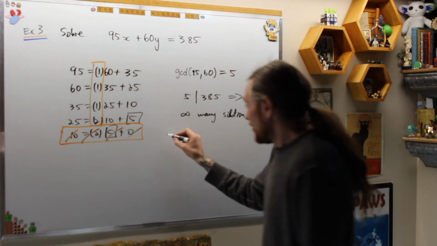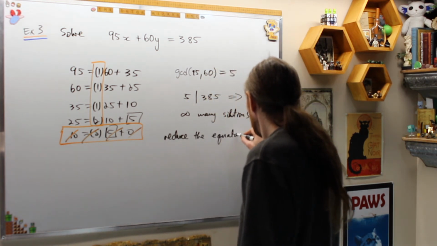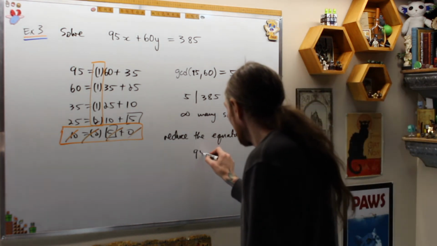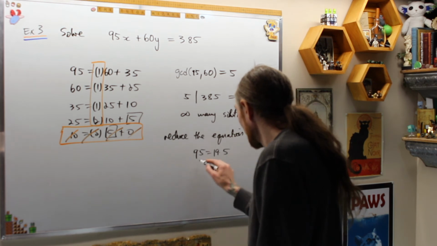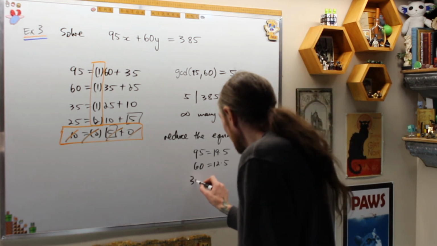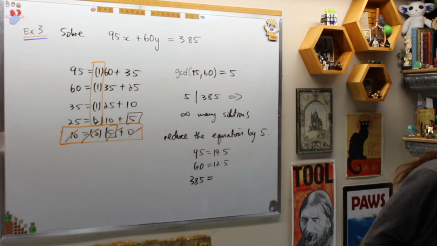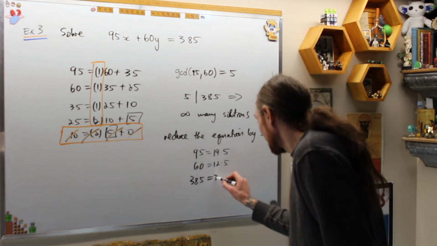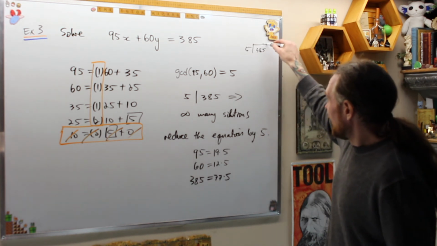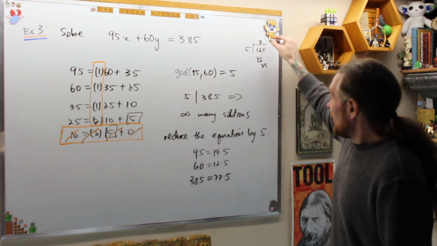Now what do I have to do? Reduce the equations by the GCD 5. So that says 95 is going to be 19 times 5. 60 will be 12 times 5. And 385 is going to equal, either you have to do it or you have to cheat. That's going to give me 77 times 5. Again, just use long division, divide 5 into 385, and it won't be that hard. You're going to get 7 to be 35, and 35 will be 77.